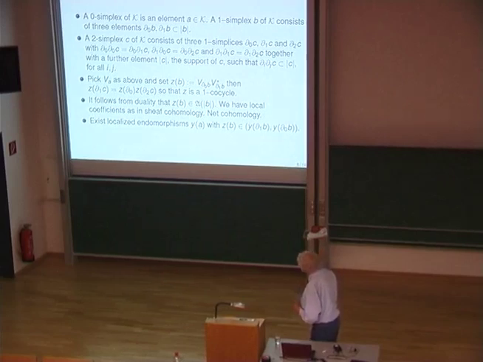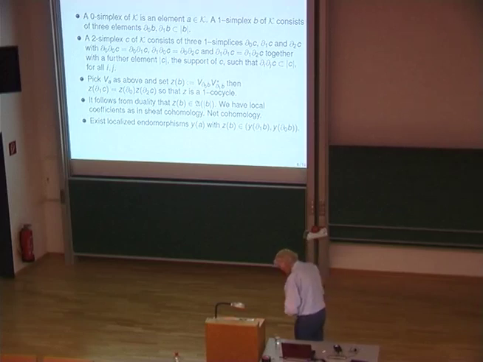Now, there are also these endomorphisms, Y of A, with the property that Z of B is an intertwiner from Y of D1 of B to Y of D0 of B. So we've got back to the endomorphisms, which were on the last slide. We see here this simplicial structure. So we have the simplices of K. That's a typical feature of cohomology.